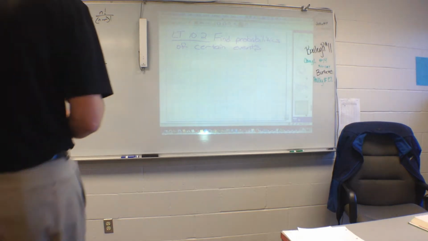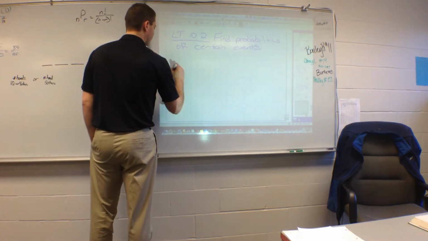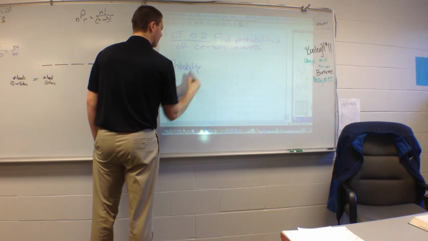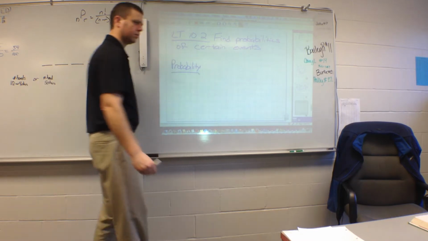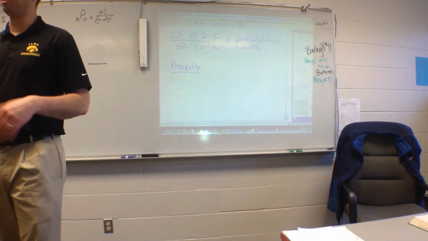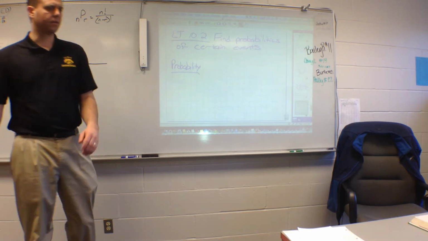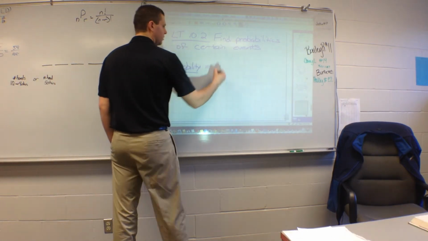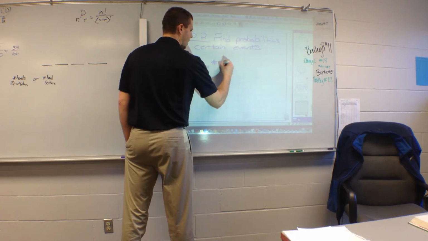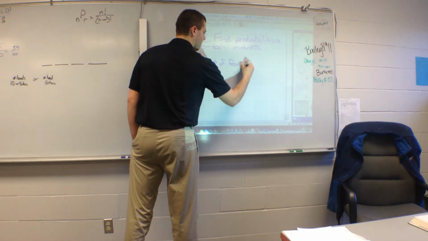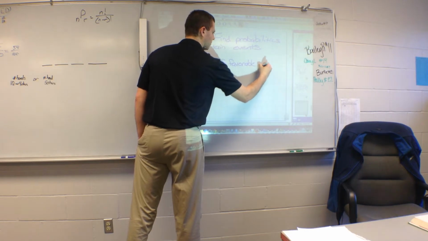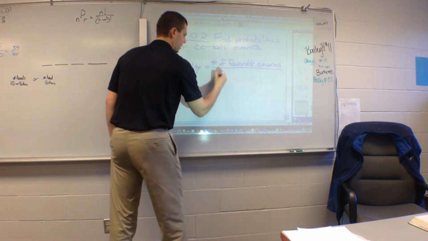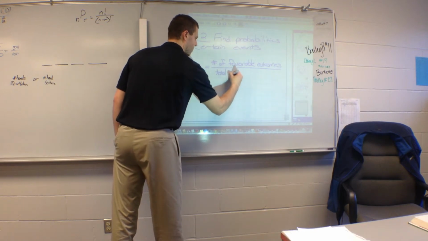Okay, finding probabilities. First of all, probability. I think we all have a fairly good idea what it means. It's the likelihood or the chances of something happening. But the way you find probability is you take the number of favorable outcomes over the total number of outcomes.